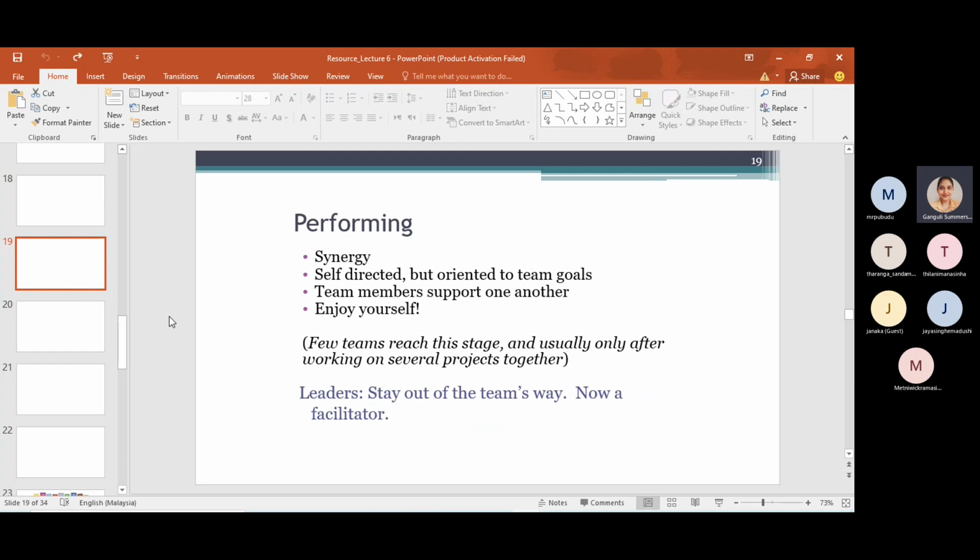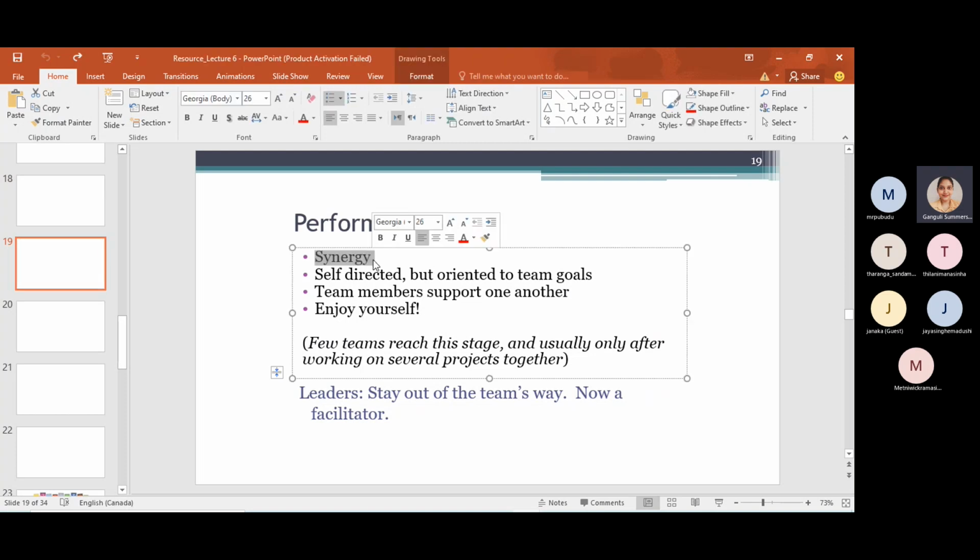Okay, and then the next stage is performing. In this stage, you can see the synergy. Synergy means everybody working together, self-directed but oriented to team goals. So during the performing stage, everybody is self-directed but also oriented towards the team goals or team objectives. During this stage, team members support each other. This can be one of the most enjoyable stages out of all the stages, because there is synergy, everybody's working together, so you can enjoy yourself working with your team members.